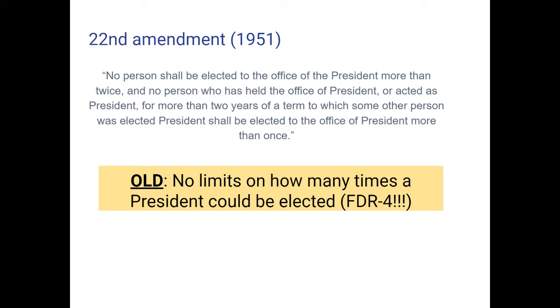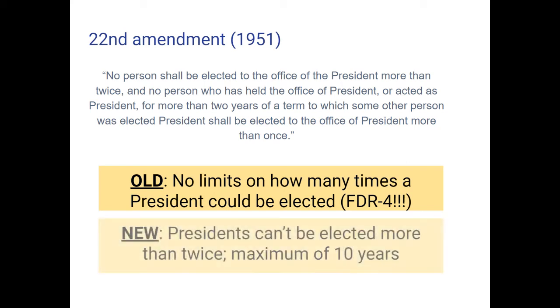Roosevelt sort of ignored the tradition and actually ran and was elected successfully four different times. Once he was elected four different times, it became clear to people that if they weren't going to abide anymore by the unwritten tradition, you were going to actually have to put it into law. And the 22nd Amendment establishes that presidents cannot be elected more than twice or serve a maximum of 10 years.